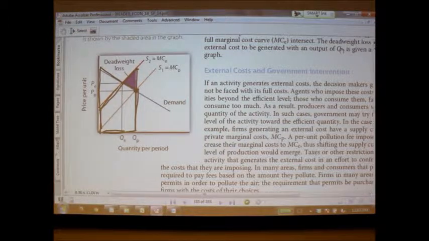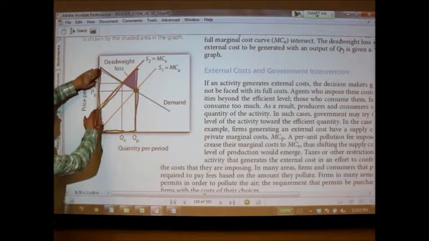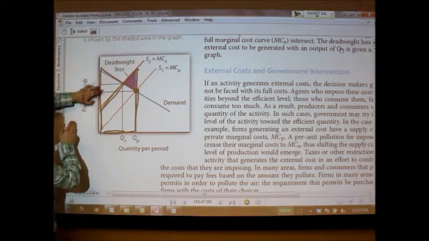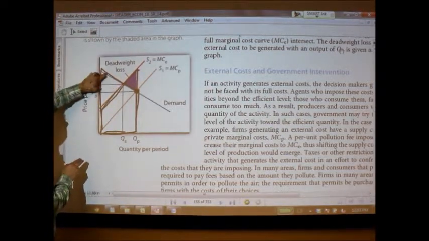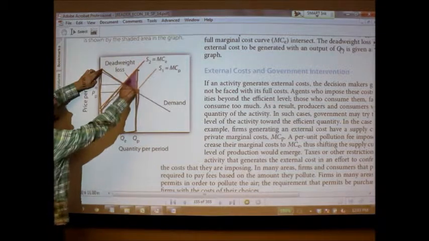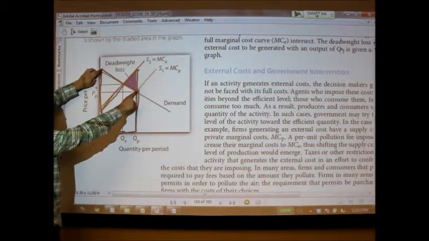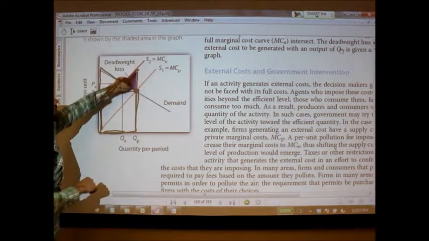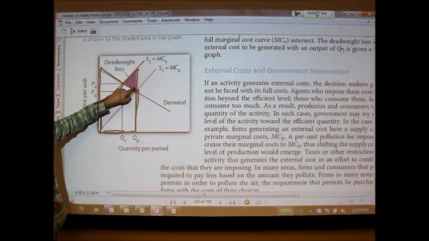So notice, this is the area of net benefits. However, this is a negative benefit, right? The costs are higher than the benefits here. So this purple area turns out to be the deadweight loss.